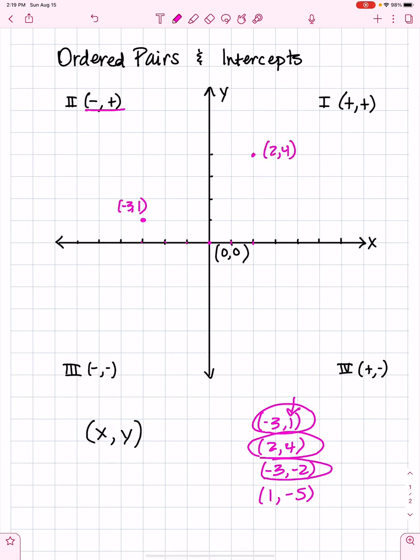And then my next ordered pair, -3, -2, they're both negative. I'll be in quadrant 3. -3, -2, right there. And then, of course, my final ordered pair is +1, -5. It's going to be in quadrant 4, so over 1, down 5. So there's 1, -5. Okay, so that is how we plot ordered pairs, in case you have forgotten how to do that. I want you to notice, though, that you can't just have ordered pairs that are nice, beautiful integers.